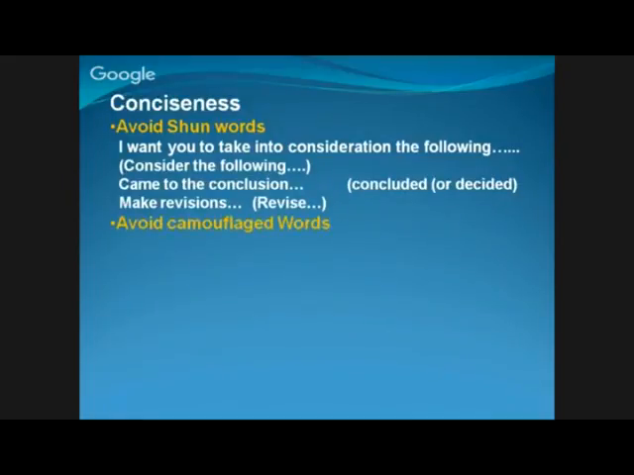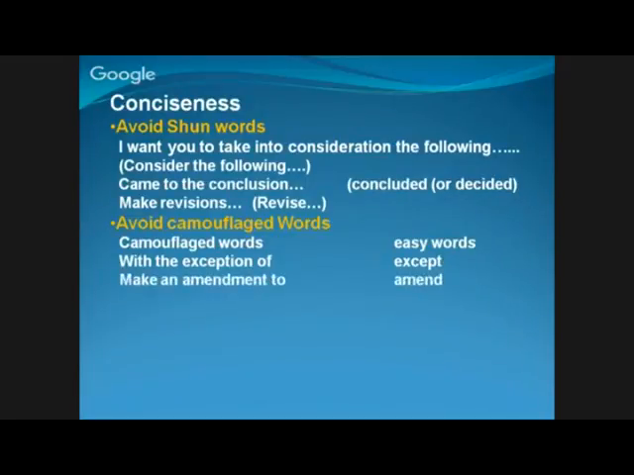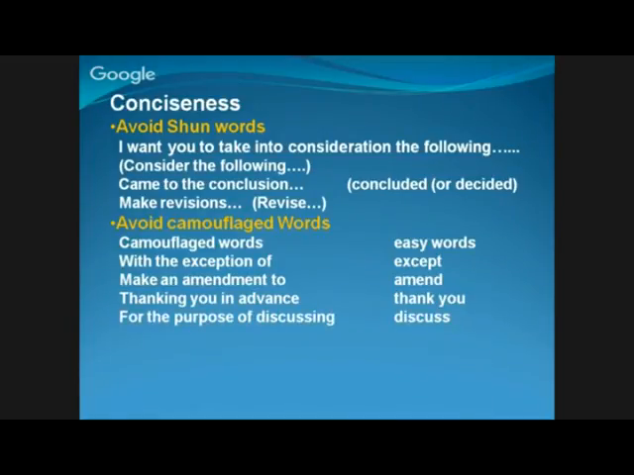Avoid camouflaged words. Camouflaging क्या होती है? जो main जो emphasis है ना वो unnecessary words में छुप जाता है, right? For example, with the exception of, So simply write accept. So accept jo hai, it is camouflaged within the word like with the shun of. Okay. Make an amendment to. Simply write amend. Thanking you in advance. Kai bar hum letters mein likhte hain. Simply say thank you. For the purpose of discussing. Discuss.